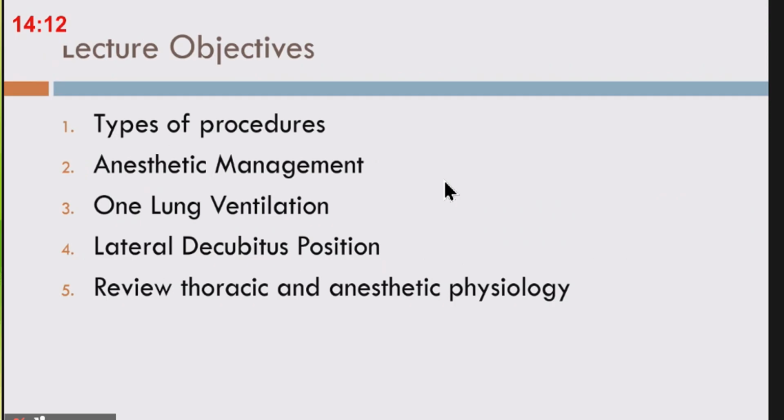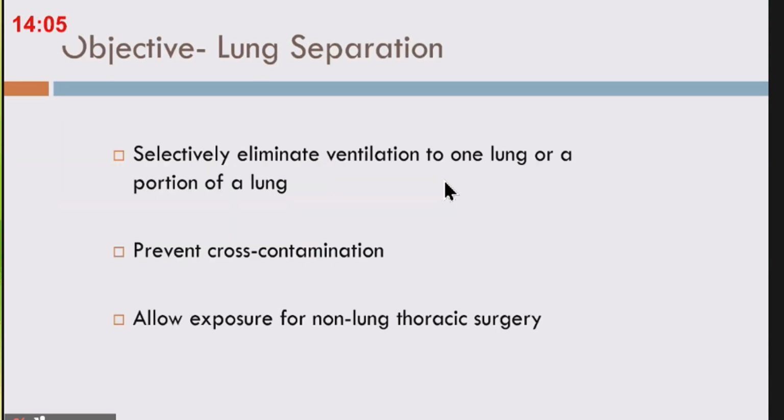Objectives: I'm mainly going to talk about double lumen tubes and one lung ventilation and the anesthetic management of that. Why lung separation? Why do we need double lumen tubes? Three main reasons. Selectively, we want to eliminate ventilation to one lung or a portion of one of the lungs. Second would be to prevent cross-contamination. And third would be to allow exposure for non-lung thoracic surgeries, such as what we did yesterday with the esophagectomy.